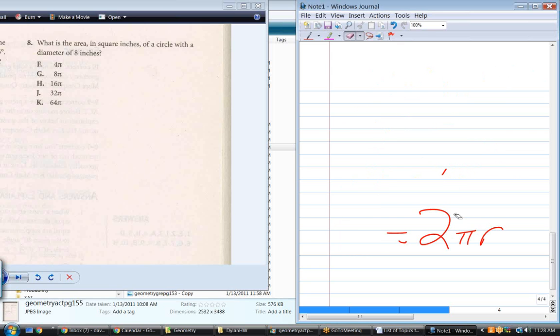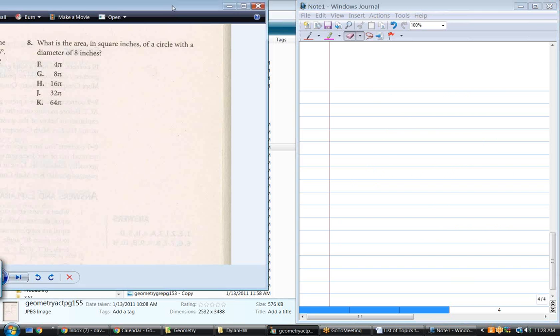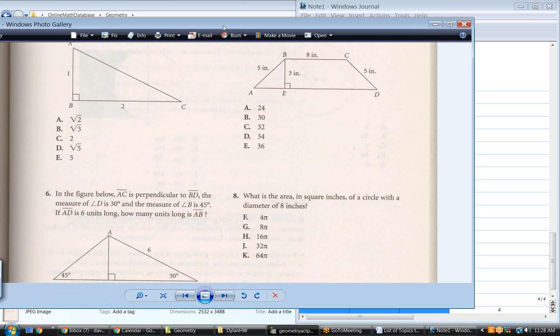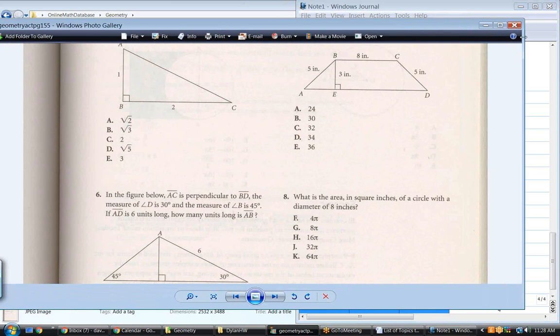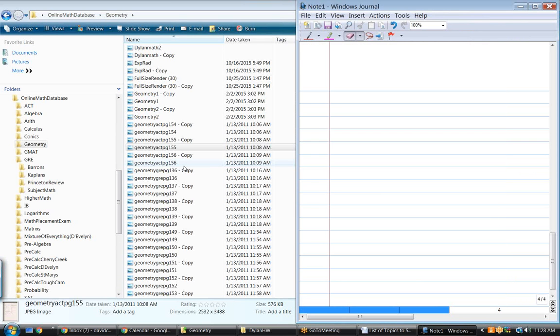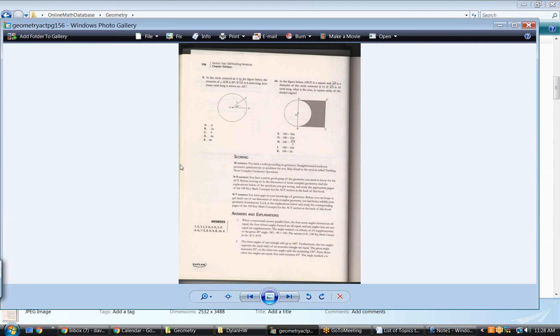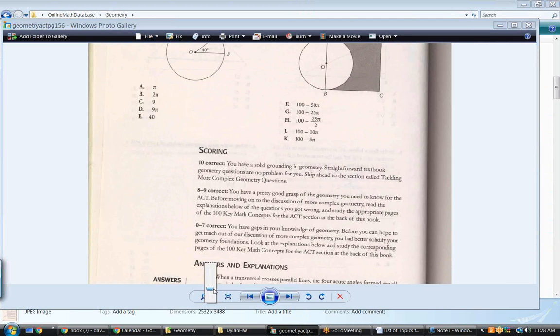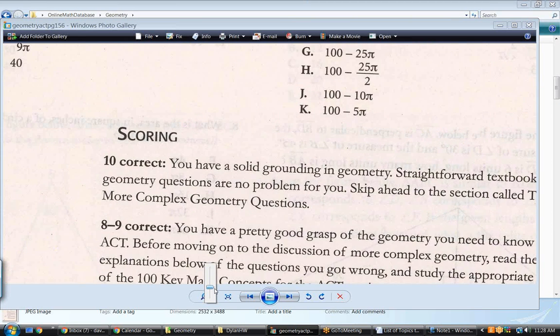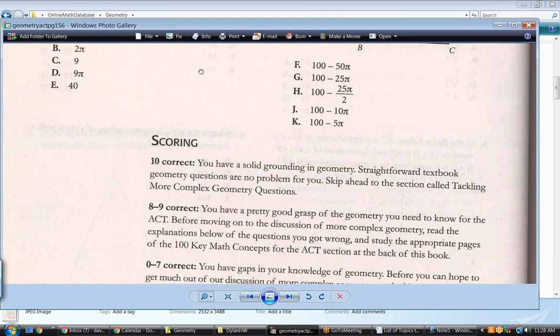The stuff we're covering today is must-know geometry stuff. Let's just keep going. I like 155, so let's go to 156. These may get a little bit harder, but that's okay. This is actually just the example geometry test.